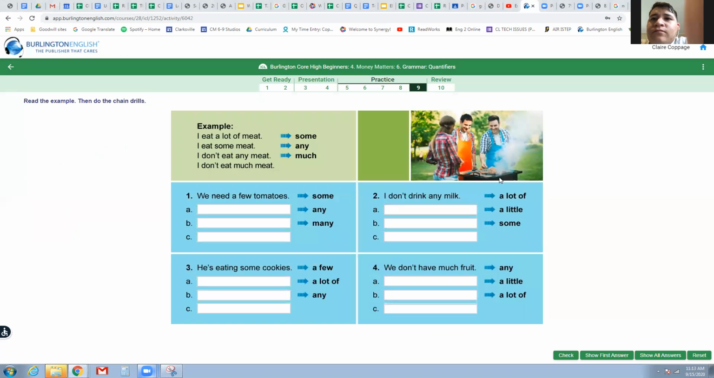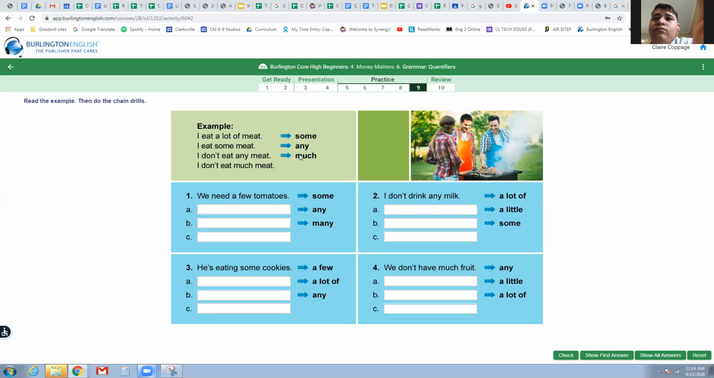Okay, these are fun. I like this activity. They're called chain drills, como cadena, la práctica de cadena. So, for example, the first sentence is, I eat a lot of meat. And now in the next sentence, we're going to change the quantifier to some. So en vez de a lot of, vamos a decir, I eat some meat. And now we're going to change it to any. So any is only used for the negative. So now we have to change this to the negative. I don't eat any meat.